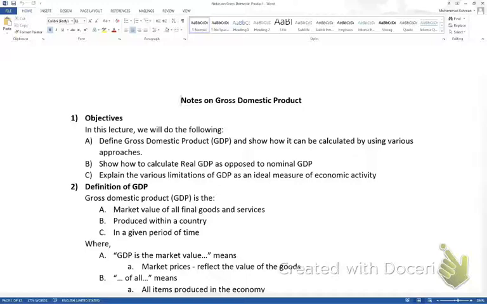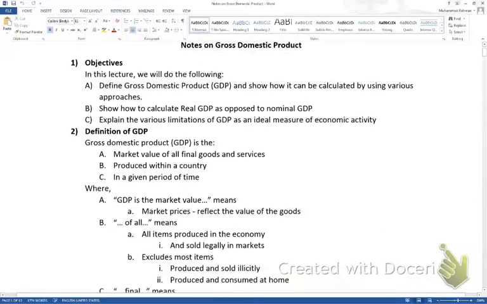The definition of GDP or gross domestic product is one of those definitions which I call loaded, in the sense that every word in the definition is important. So if you look at the definition, GDP is nothing but the market value of all final goods and services produced within a country in a given period of time. Let's now look at various components of these three parts.